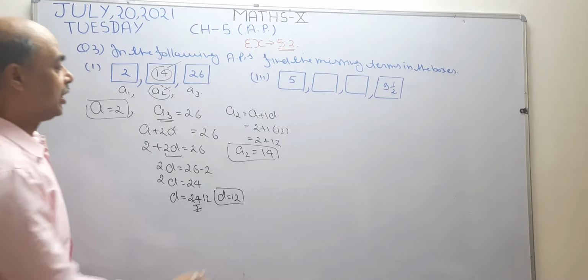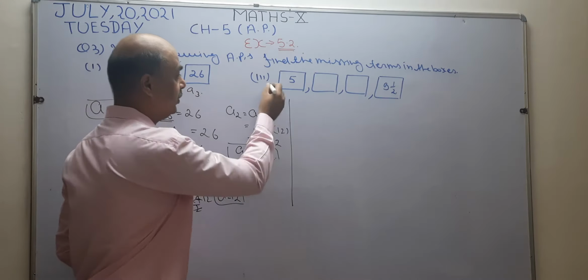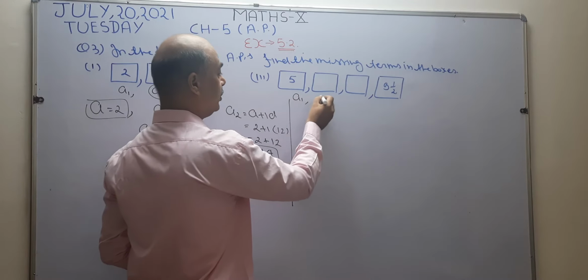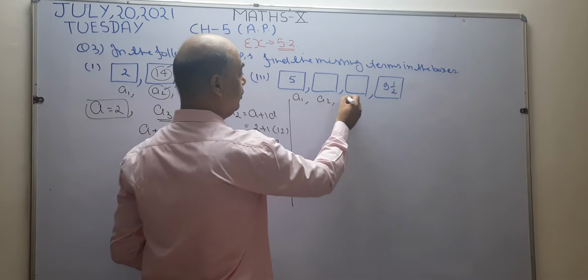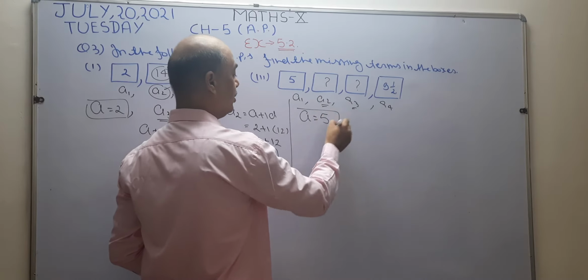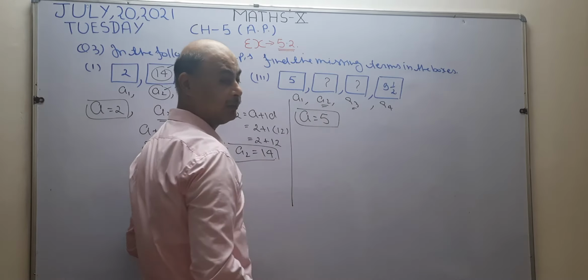Okay. Now I am going to solve its third part. In the third part, 4 terms are given. This is your first term, this is your second term, this is your third term, and this is your fourth term. The second term and third term are missing. And what is given? The first term is A, 5. And the fourth term is 9 2s are 18, 18 plus 1, 19 by 2. This is the fourth term of an AP.